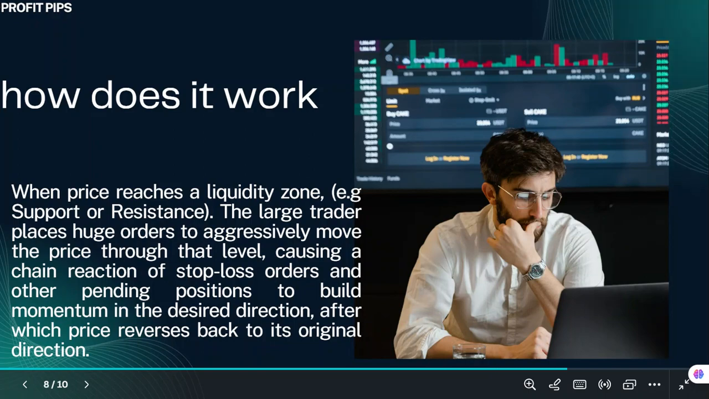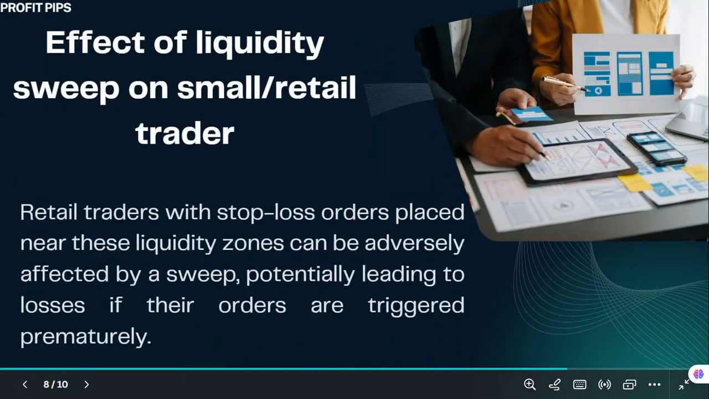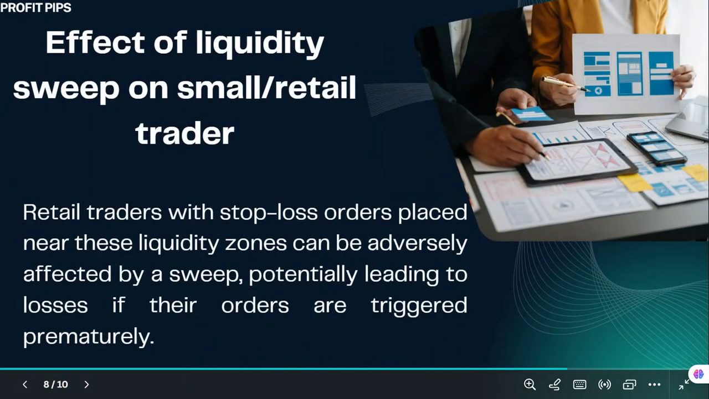So how does this affect small traders, retail traders? How does liquidity sweep affect them? Retail traders with stop loss orders placed near liquidity zones can be adversely affected by a sweep, potentially leading to losses if their orders are triggered prematurely.